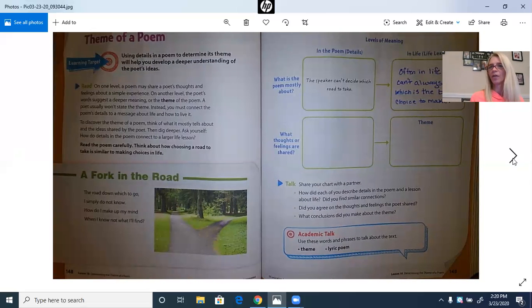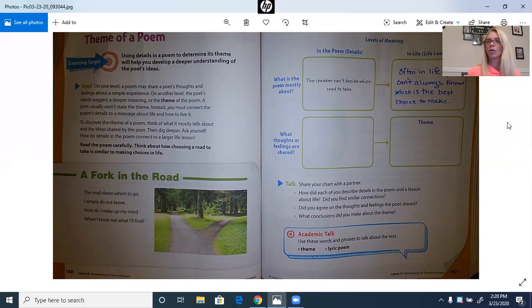And it says, often in life, you can't always, hold on, I have something in my way. You can't always know which is the best choice to make. So sometimes you can make a choice and maybe it wasn't the best choice. It was an okay choice, but it wasn't the best choice, and you're not always going to know which choice to make.